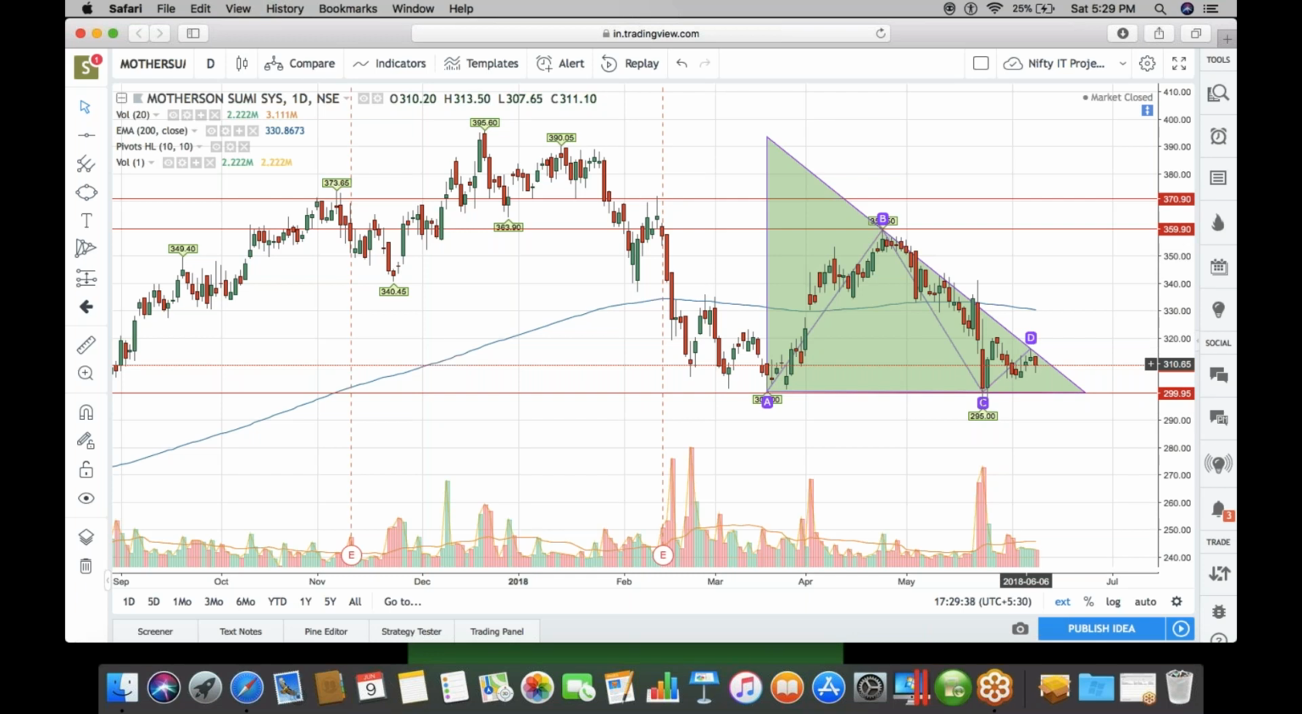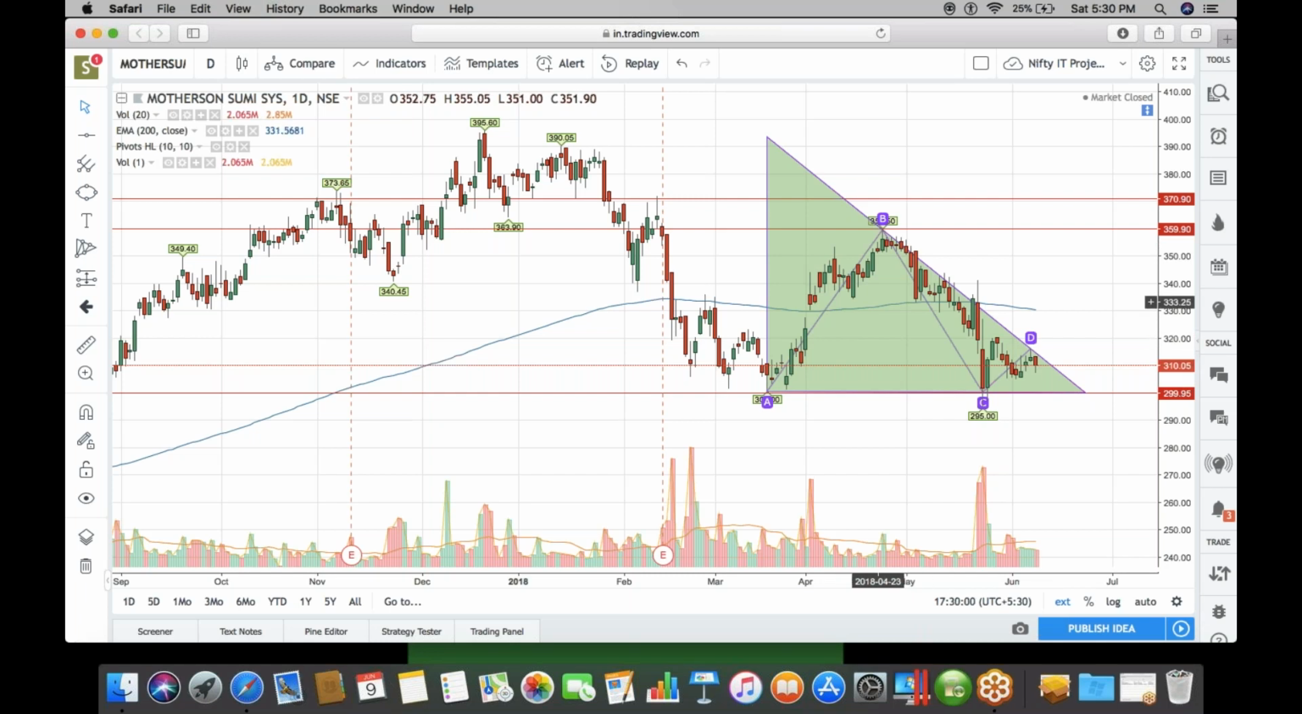But there is one caveat, boss. Just listen to me carefully. This might not be a very good trade. This might not be a very good triangle to trade. Why? It is just because, see, these prices are traveling along this particular downward trend line.